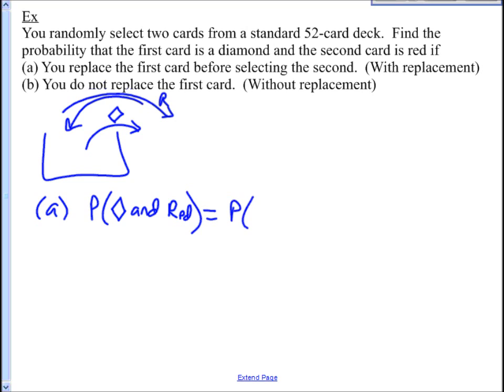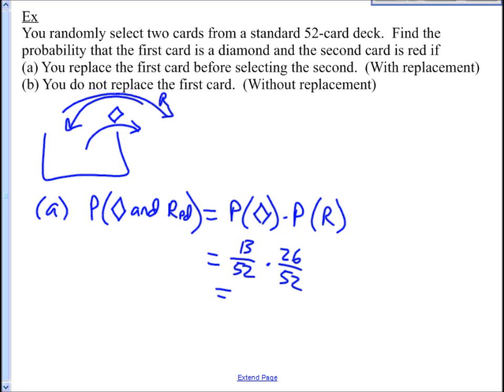So we got probability of a diamond times probability of a red. Okay, independent again because you put the diamond back, so you still have 52 cards on the second pull. Okay, so how many diamonds you got? Well, we got 13 out of 52 here. How many reds do we have? So we got 2 suits are red, right? So 13 plus 13, we got 26 out of 52. So this ends up being, punch that in, 0.125.